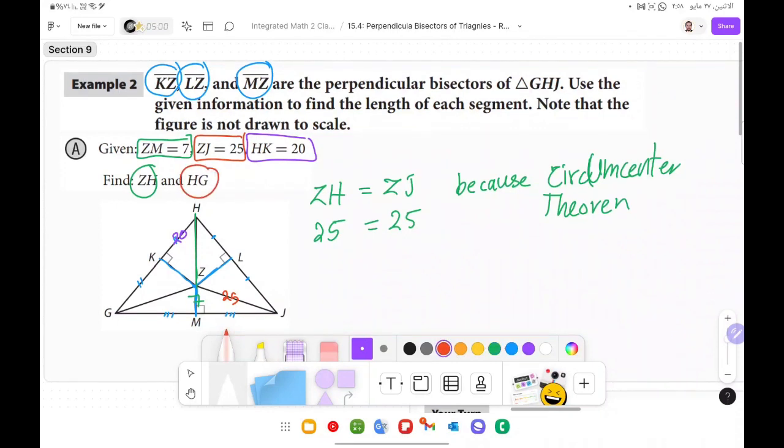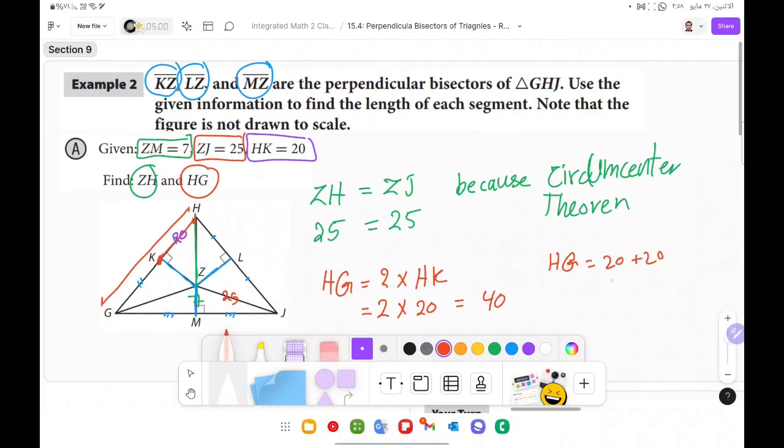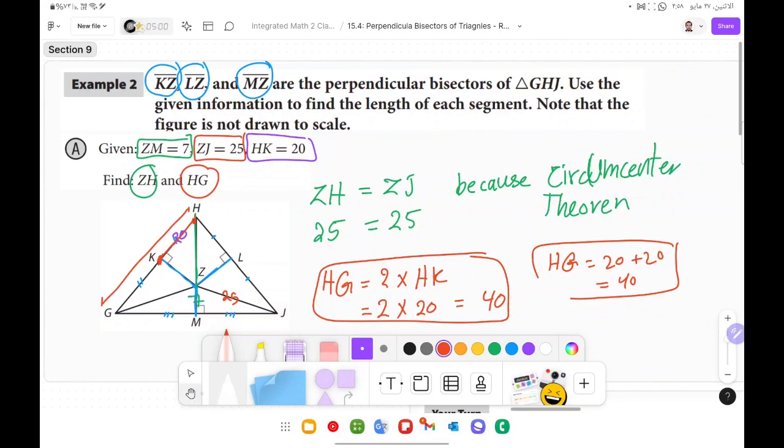Now let's find HG. Where is HG? From here to here. If we know that this side here is equal to 20, then HG is equal to 2 times HK. 2 times HK, which is 20, so it's equal to 40. Maybe some of you will tell me HG is equal to 20 plus 20, which is also correct. It also gives you 40. So if you write it like this, or like this, both of them are correct.